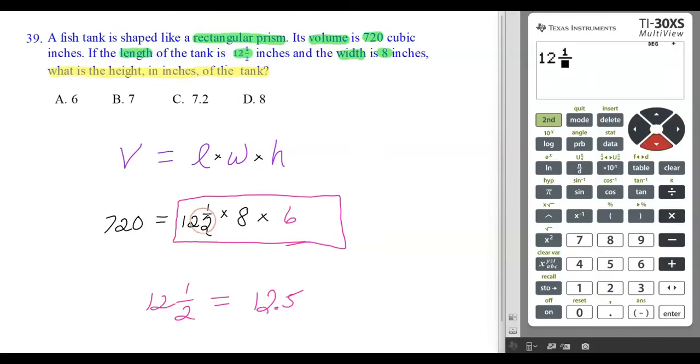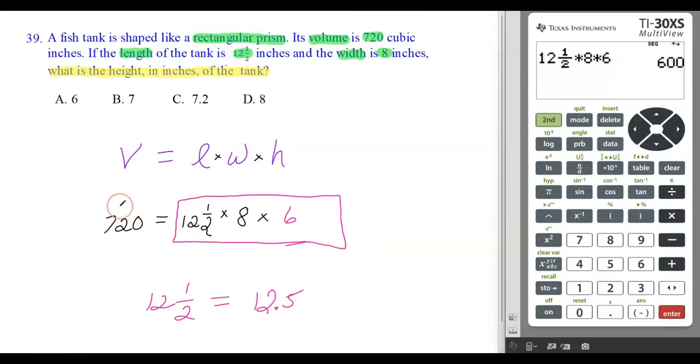Hit your down arrow, put in a 2. And now to get your cursor back in its normal position up here, so it's no longer at the bottom, hit your right arrow. So 12.5 times 8 times 6. Hit enter, and if it comes out 720, A is my answer. Nope, I got 600, not 720.